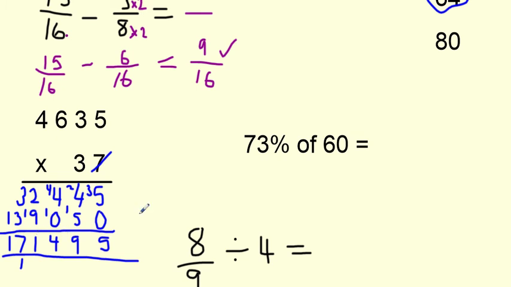171,495. Okay, great stuff, Year 5. Again, give that a tick if you've got it. If you know that you've made a calculation error somewhere, go back and see if you can spot it, and then send it to me on Class Dojo, and I can see how you've been getting on. Now, we are on to 73% of 60.